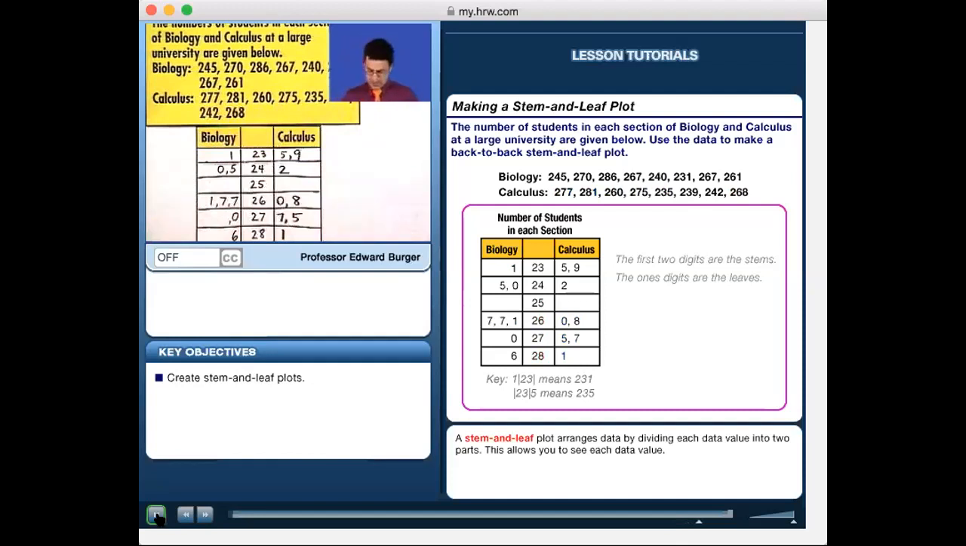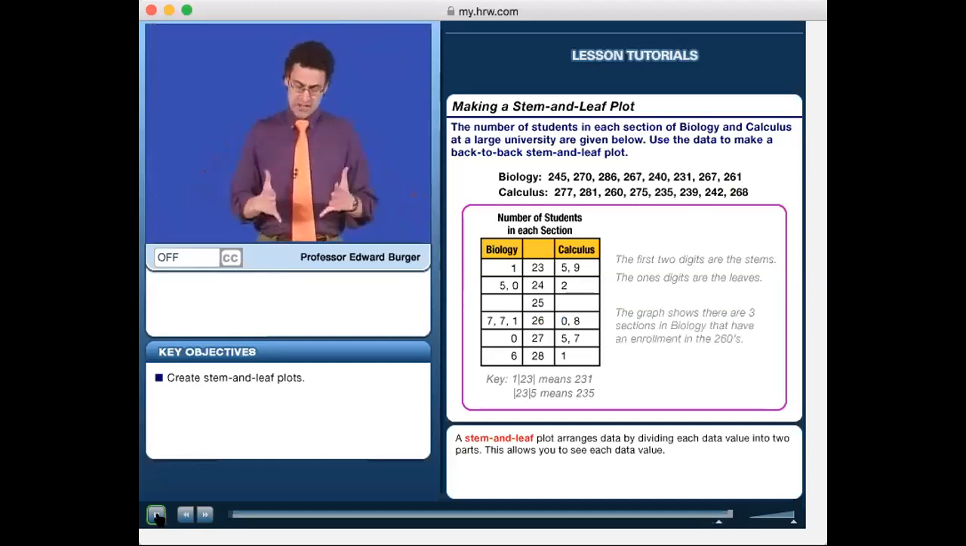So again, you can see here that the most popular one for calculus doesn't quite jump out at you anymore, because there are 2 sections in the 230s, 2 sections in the 260s, and 2 sections in the 270s. But with biology, one does stand out. There are 3 sections in the 260 enrollment level. So you can see that using this wonderful back-to-back stem and leaf plot, we can gain lots of information. You see, girls, he said back-to-back because he mixed the 2 tables together. And he wrote the key down. Lots of information growing out of stems.